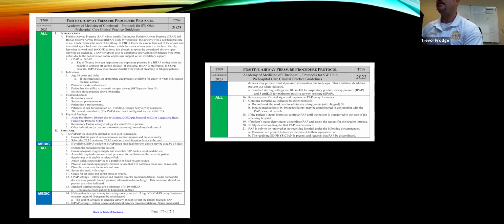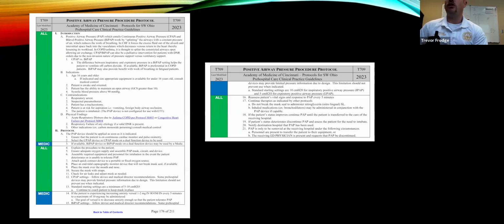So this is for CPAP itself. So how to put it on and basically what we're looking at. We want them to be on capnography. They need to be on capnography. Also, make sure that when we place that capnography on them, it's not going to break the mask seal. Ours do not. Make sure that we check for air leaks.